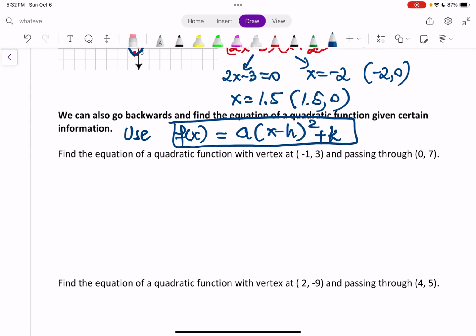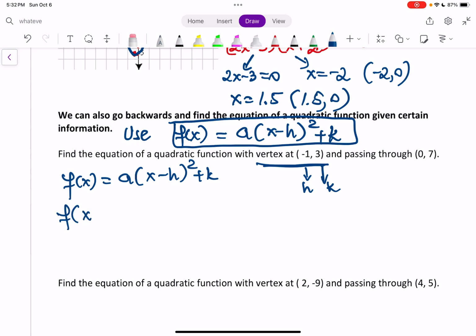All right. So find the equation of a quadratic function, given the vertex is at negative 1, 3. That means this is the h value and this is the k value. So k is 3 and h is negative 1. So x minus minus 1 plus 3. So far, I replaced h with a negative 1 and k with a positive 3.